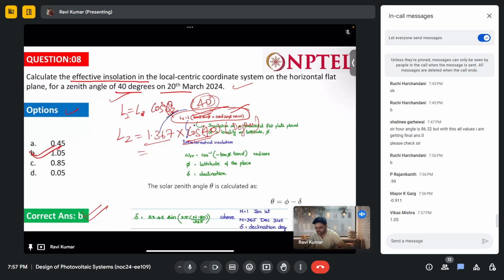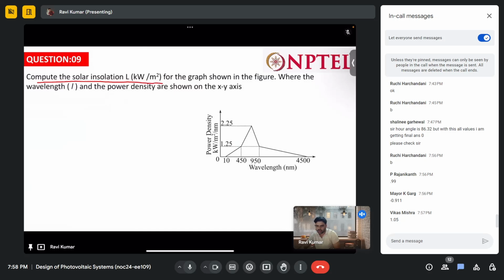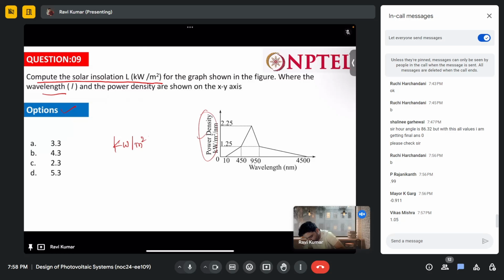Next question. It is the easiest question. It says compute the solar irradiance in kilowatt per meter square for the graph in the figure, where this is the wavelength and this is the power density, and these are the options. So what will you do here? How will you solve this question? It is the power density in kilowatt per meter square per nanometer. If you multiply by nanometer, you will get kilowatt per meter square. It means you need to take the area of the entire figure. And how will you calculate the area? Just compute this area, this area, this area, and this area.